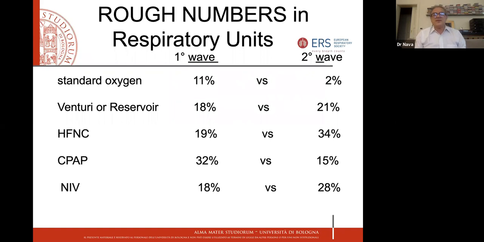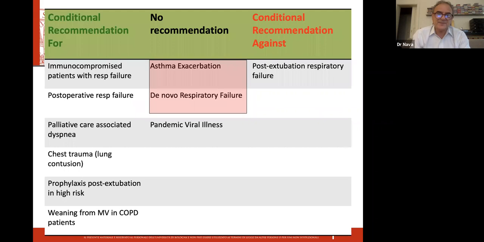Well, this is to give you an idea about the difference between the first and the second wave of the pandemic here in Italy. I just want to draw your attention to the last line. The NIV use increased from 18% during the first wave up to 28%, together with high-flow nasal cannula, while the use of CPAP was, I would say, significantly decreased.